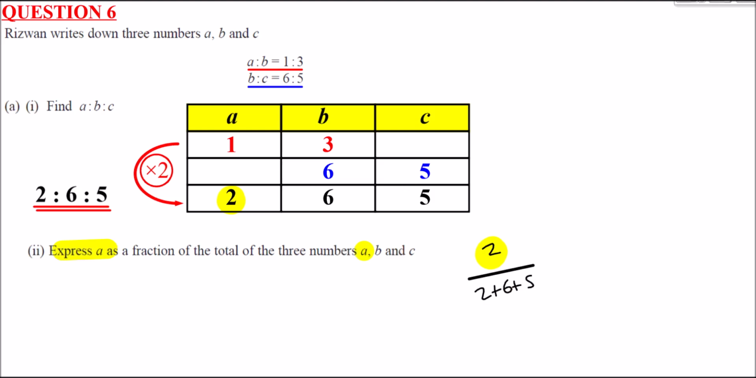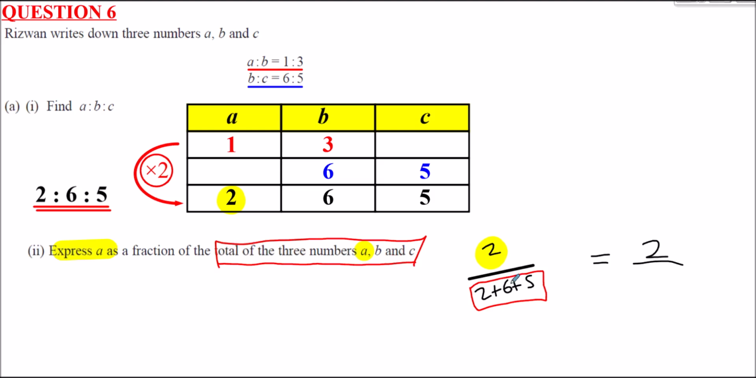So when it asks about the total of the 3 numbers A, B and C, the total of all those numbers, 2, 6 and 5, is that. So the overall fraction of A as a grand total is 2 over 2 plus 6 plus 5, which of course can be given much better. If we just work out 2 plus 6 is 8, then add 5, it's of course 2/13. So A as a fraction of a total, 2/13. Let's have a look now at part B.